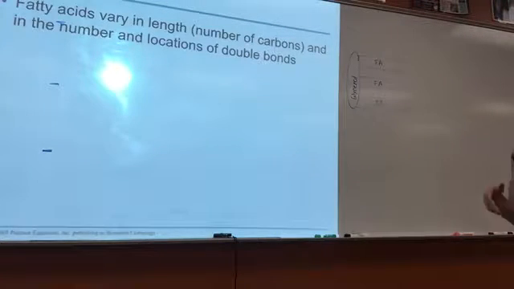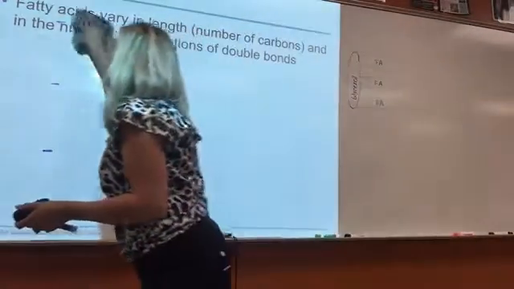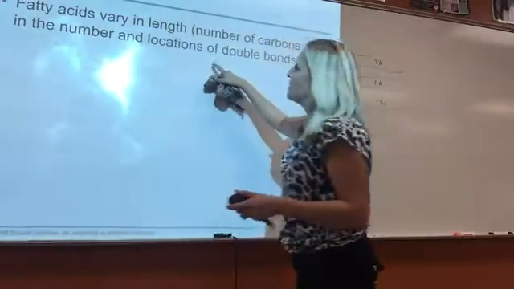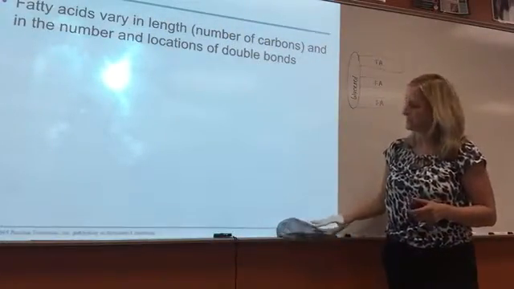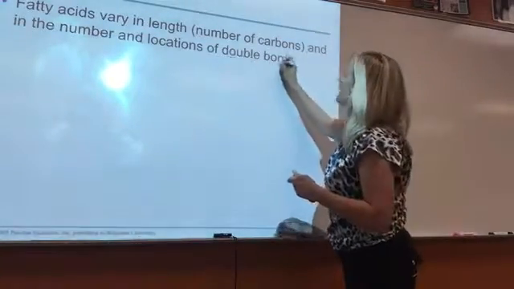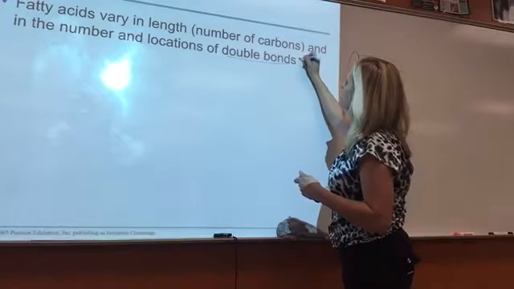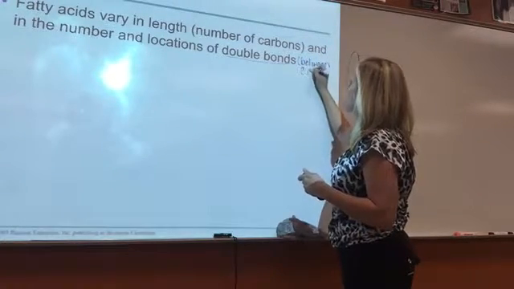Fatty acids vary in length, so the number of carbons. So you can have a fatty acid that's 10 carbons long or a fatty acid that's 20 carbons long. And then also, if there's double bonds, the number and locations of double bonds between the carbon atoms. Now let's write that more specifically. The double bonds are between carbon atoms.